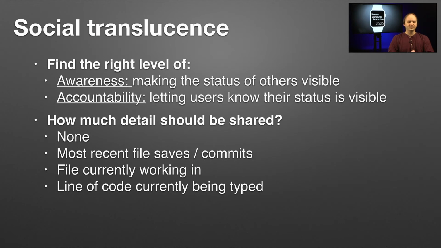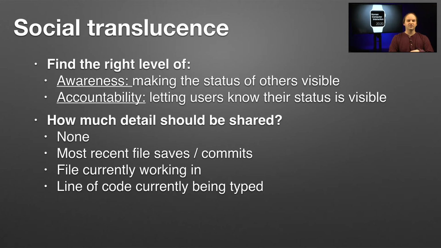Related to this idea of being remote is a concept that I want you to know about, social translucence, as it's been called in the literature. This is talking about working collaboratively and remotely with someone or a group of people. There are two dimensions to this, and it's about finding the right levels of them. The first one is awareness: how you make the status of one person known or visible to others that they're working with.